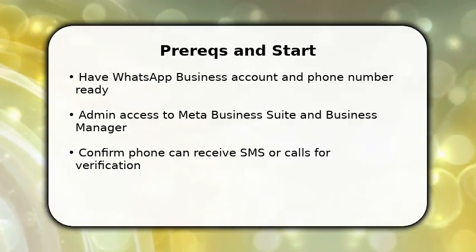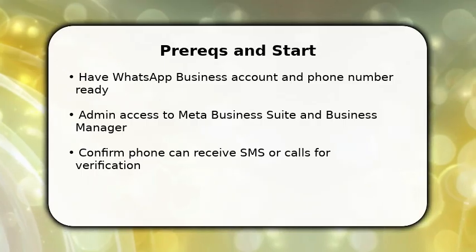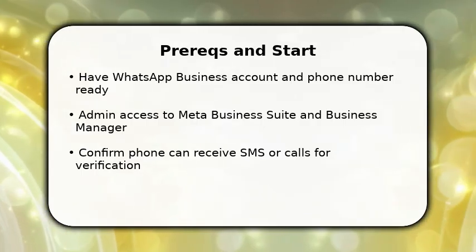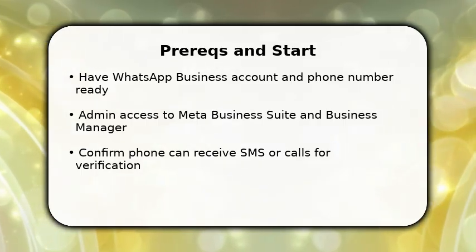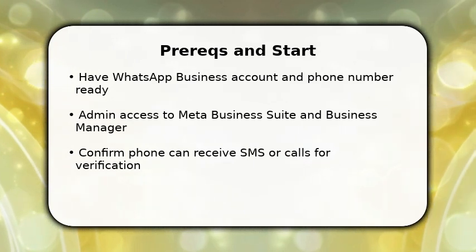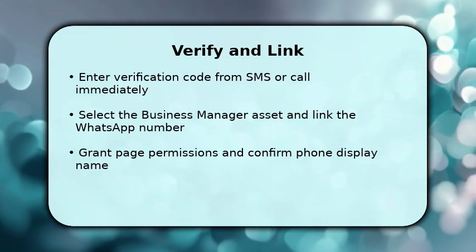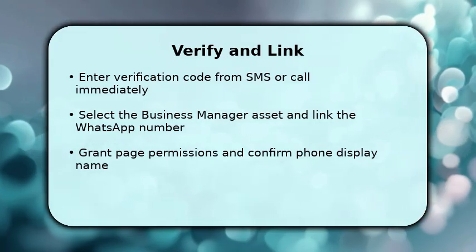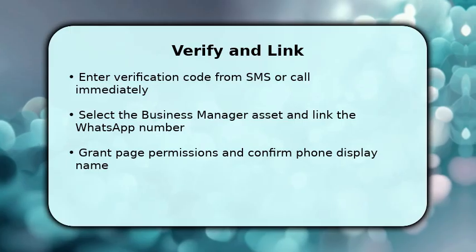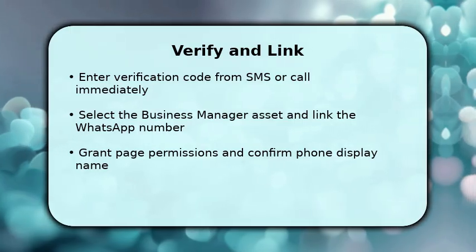You need the phone nearby to accept an SMS or call. Do this now so the verification code process is ready when prompted. Once you initiate verification, enter the code sent via SMS or call. This confirms ownership. After verification, choose the Business Manager asset and assign the verified phone number to your Meta Business Suite page.